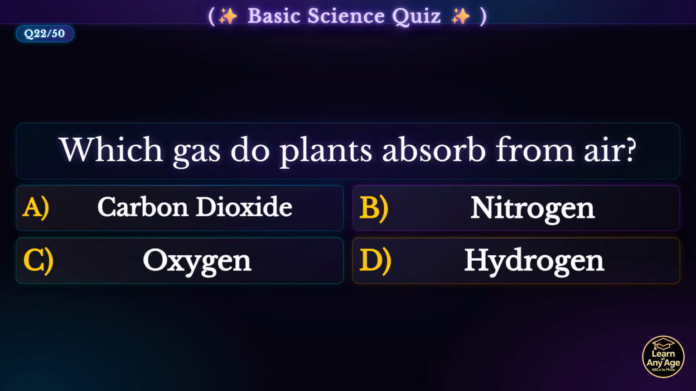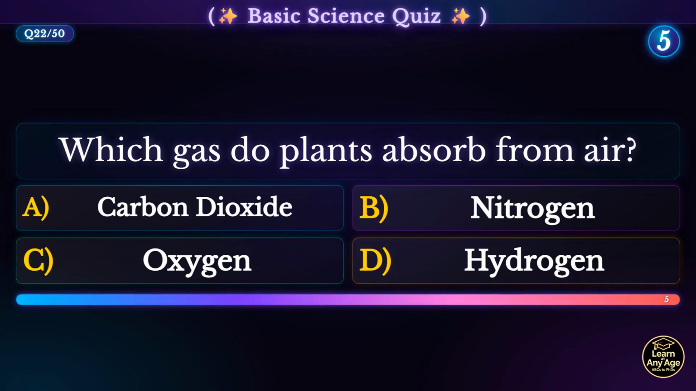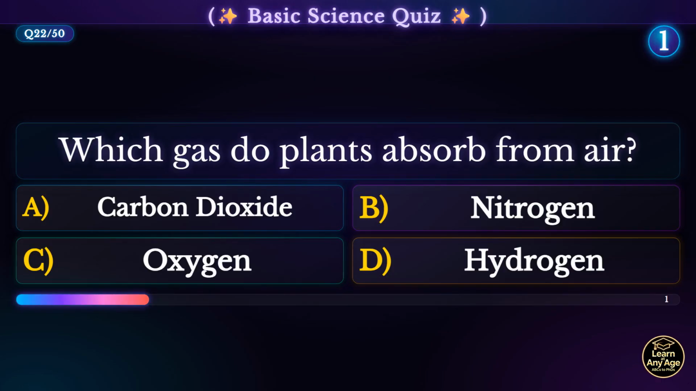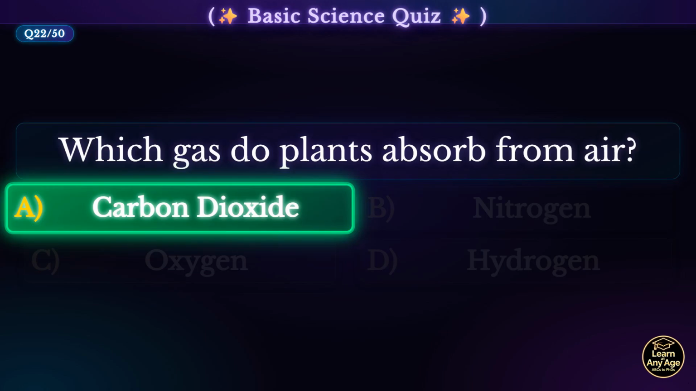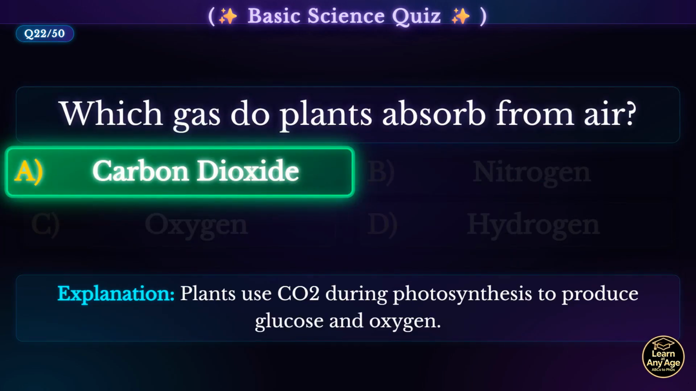Which gas do plants absorb from air? Carbon dioxide, nitrogen, oxygen, hydrogen. Carbon dioxide. Plants use CO2 during photosynthesis to produce glucose and oxygen.